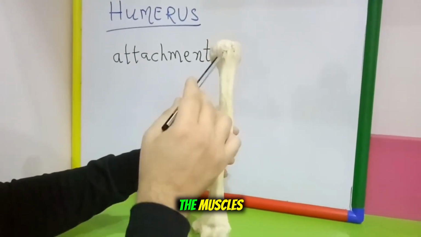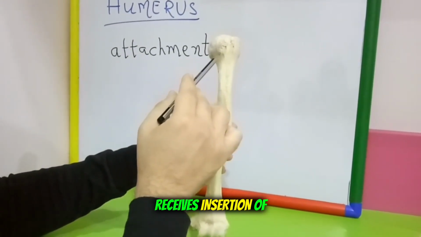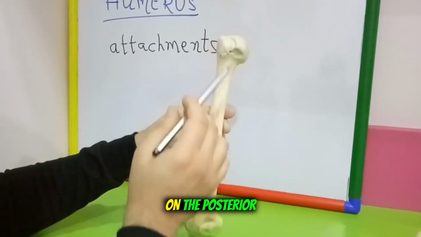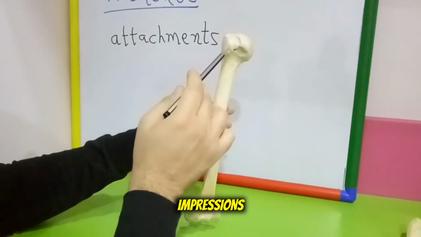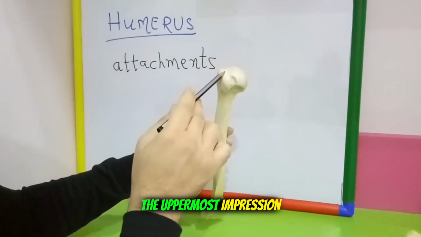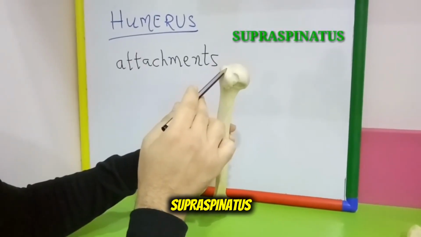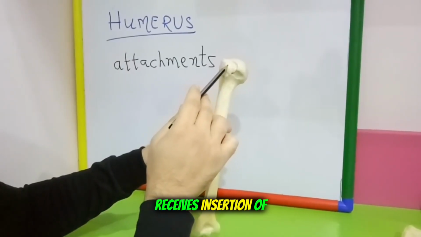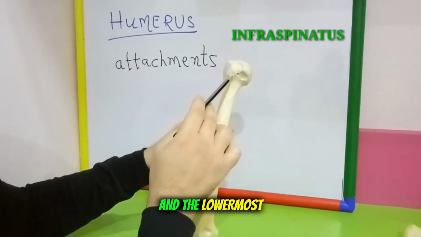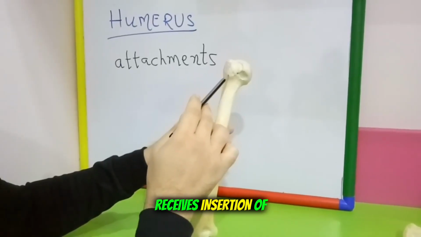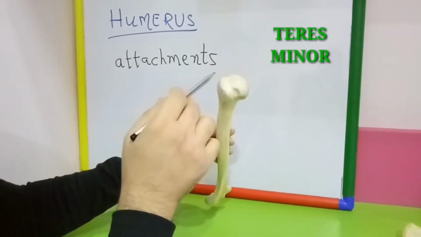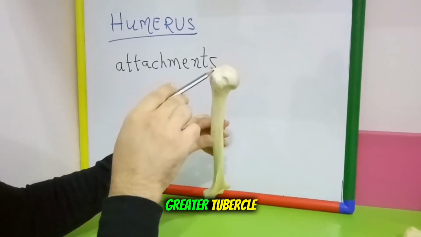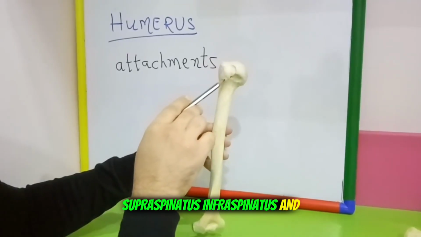Now coming to the muscles, the lesser tubercle receives insertion of the subscapularis muscle. On the posterior aspect of the greater tubercle there are 3 impressions. The uppermost impression receives insertion of supraspinatus. The middle impression receives insertion of infraspinatus, and the lowermost impression receives insertion of teres minor muscle. So there are 3 muscles inserted on the posterior aspect of the greater tubercle: supraspinatus, infraspinatus and teres minor.